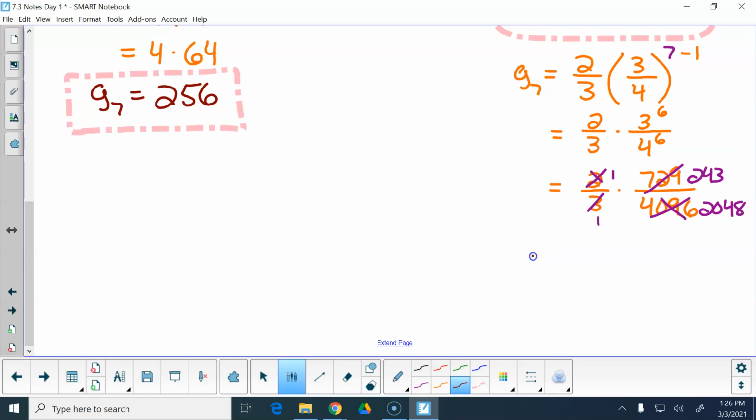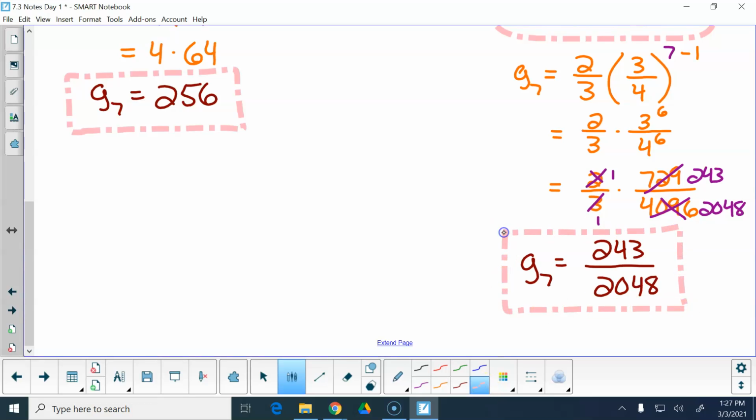I get the 7th term is 243 over 2,048. Again, numbers get real big real fast when you're dealing with geometrics. It's reduced to 243 over... That's reduced. That's a big reduction.